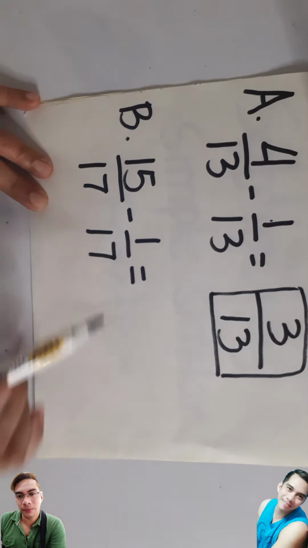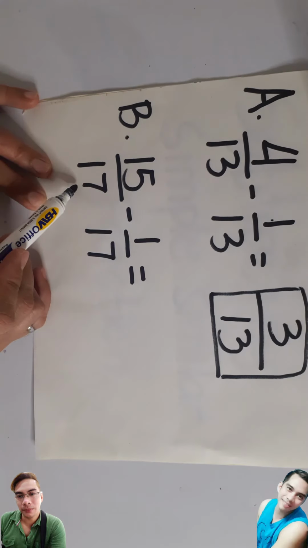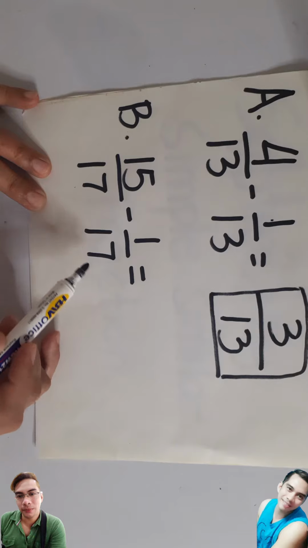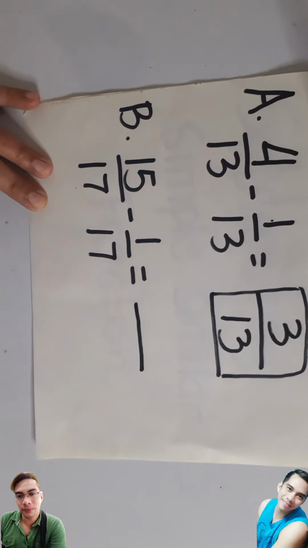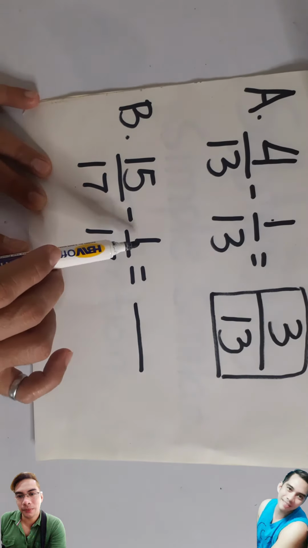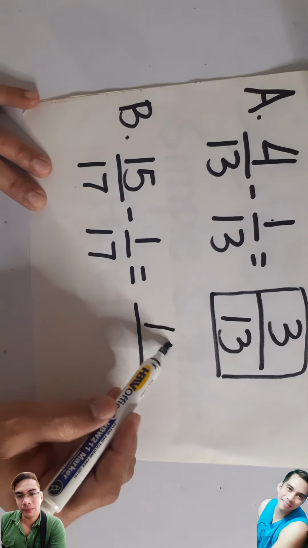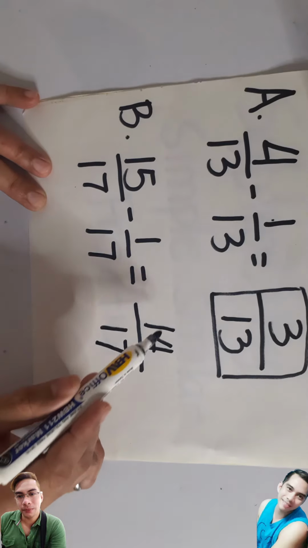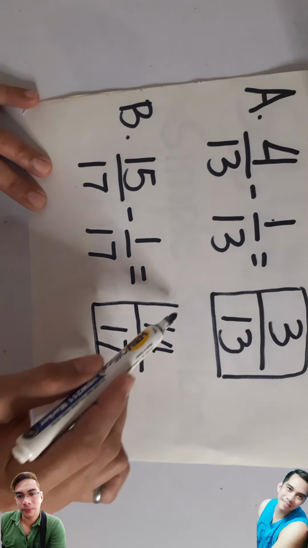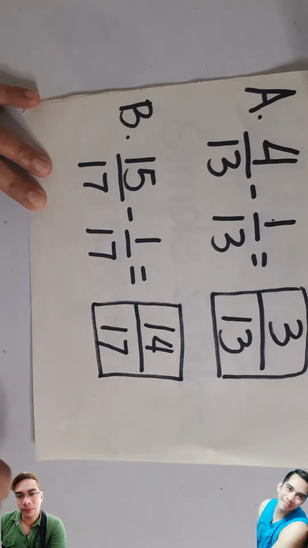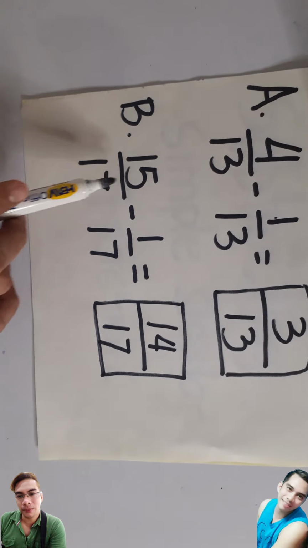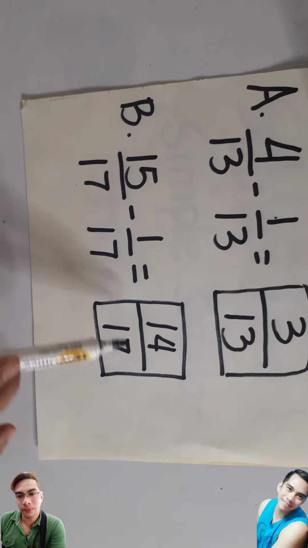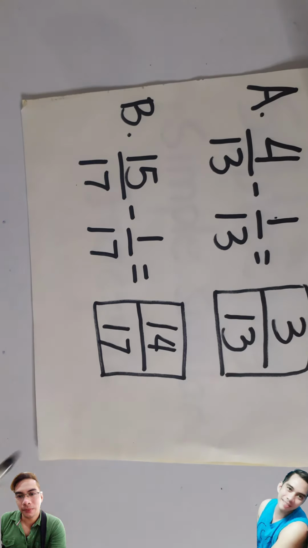Sunod po, 15 over 17 minus 1 over 17. Again, 15 minus 1, answer 14. Then, copy the denominator 17. Again, our answer is 14 over 17.